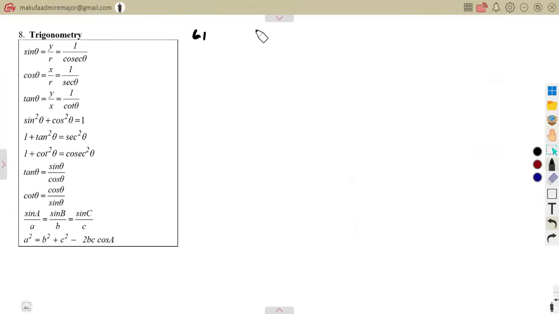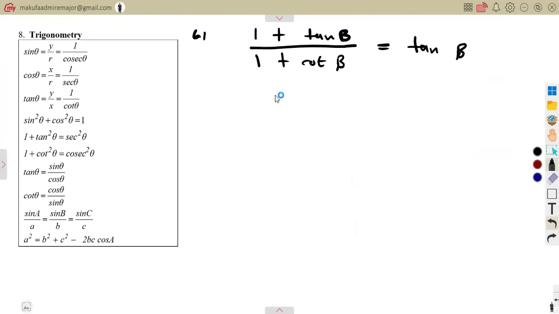So we were given 1 plus the tan of b, everything over 1 plus the cot of b, being equal to the tan of b. Is it b or beta? That was a beta there. Okay. So in this case, remember you have to prove. So you can take the left-hand side, which is the complicated side. There's a lot of things to consider. So from the left-hand side, we are given 1 plus tan beta, everything over 1 plus cot beta.